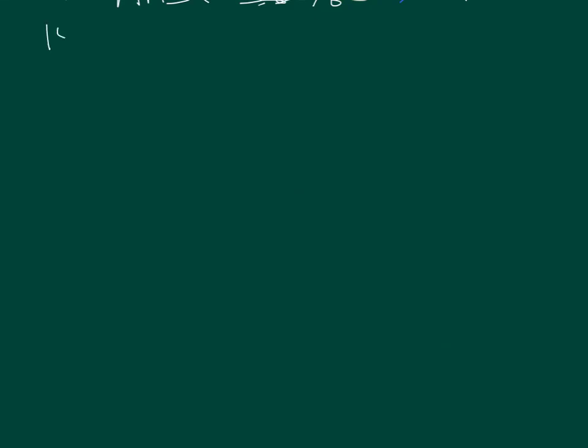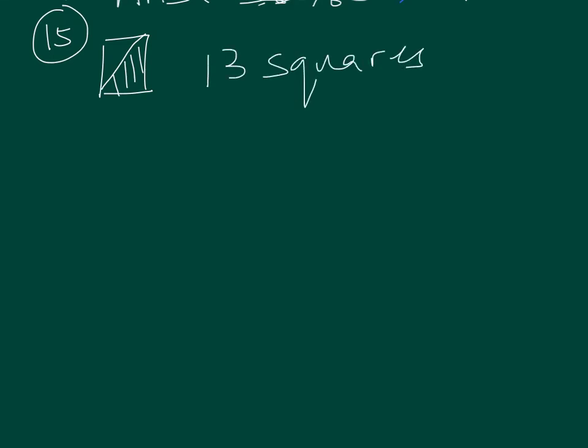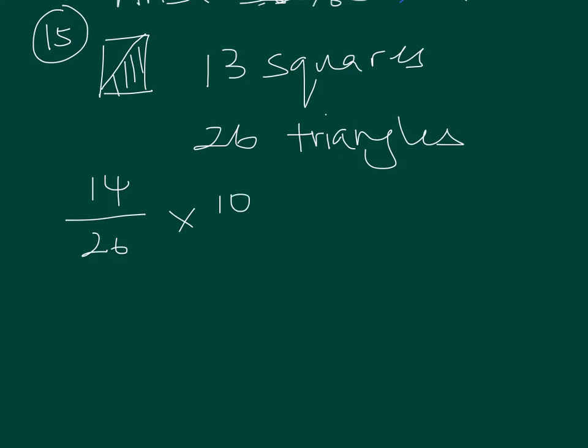Okay, now we move on to the last question of paper 1, question 15. The figure below is made up of identical squares and triangles. What percentage of the figure is shaded? Okay, if you notice, each square can be divided into 2 equal triangles, and if you have counted, you realize that there are actually 13 squares, and altogether that means we have 26 triangles, and out of these 26, 14 of them are shaded. Out of 26, we times 100%.